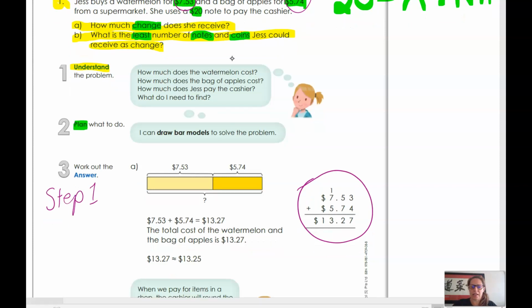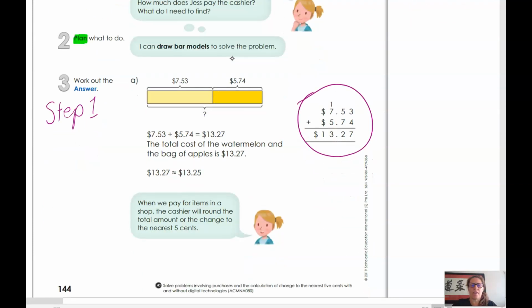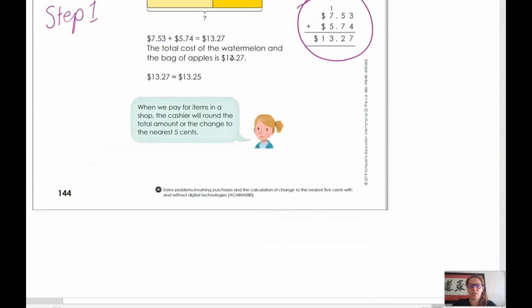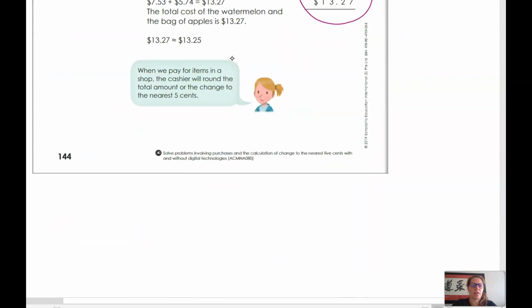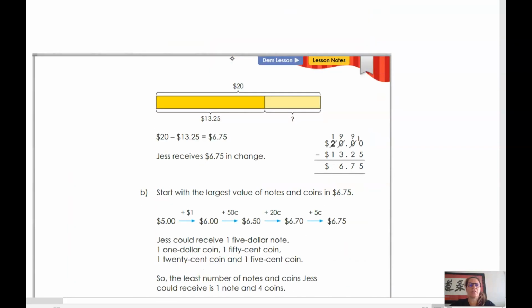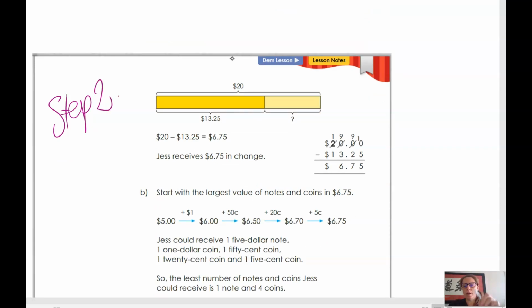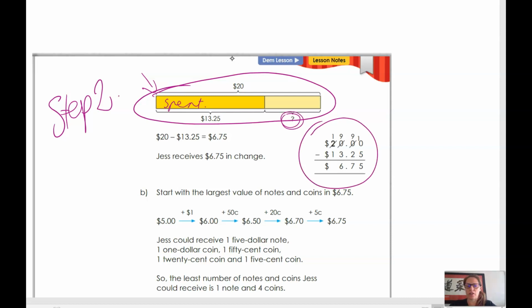But then we don't end there. We now need to find out what change she received. So have they done that for us? Yep, here they go. This is step 2 on the next page. So they've got the new bar model that we do. This is the new plan. So you got your $20. And you know you've got $13.25 that was spent, and what is left over. And so they've done that maths for you there with subtraction. So we've just done addition, then we've done subtraction.